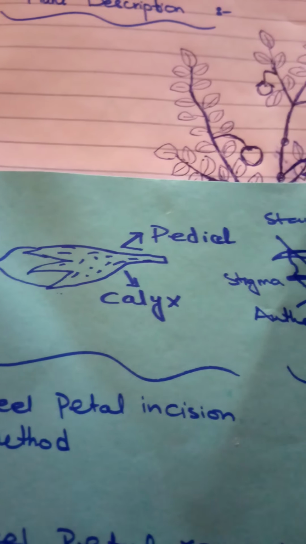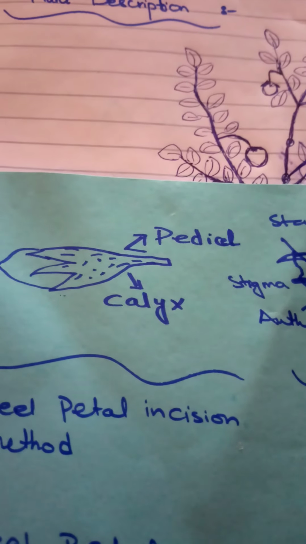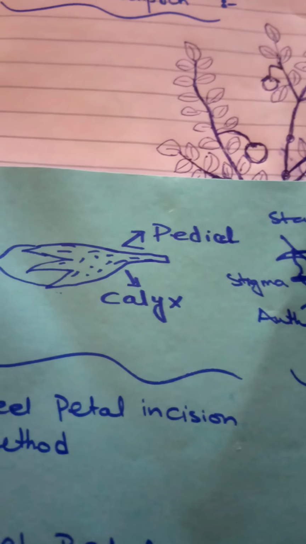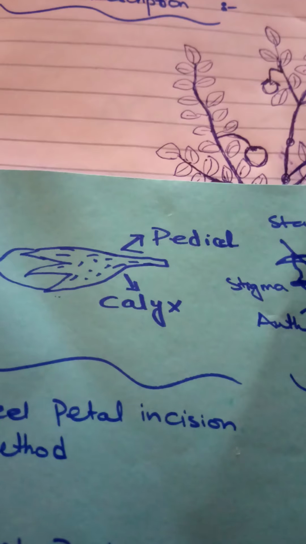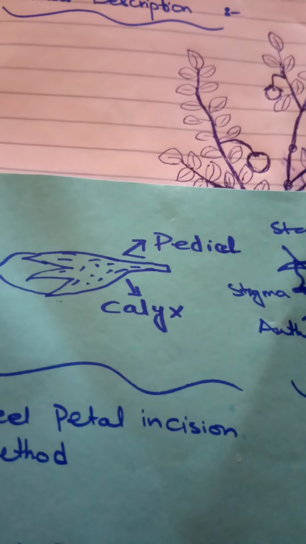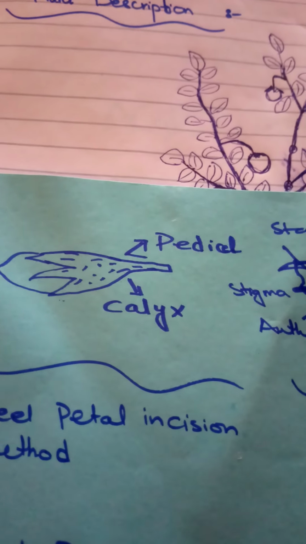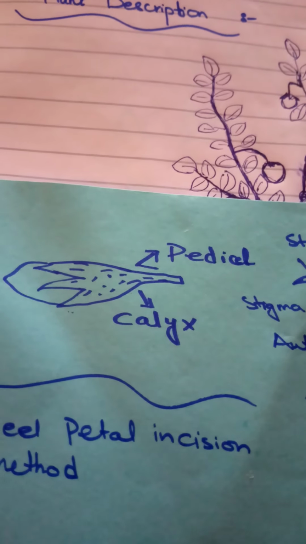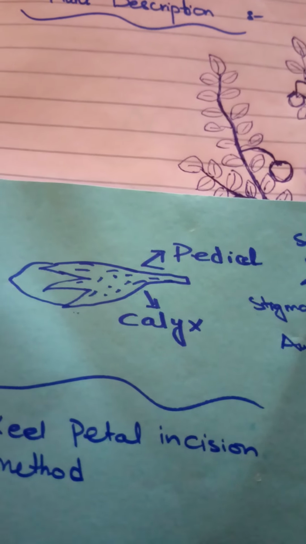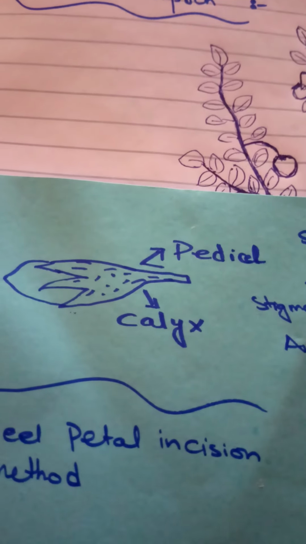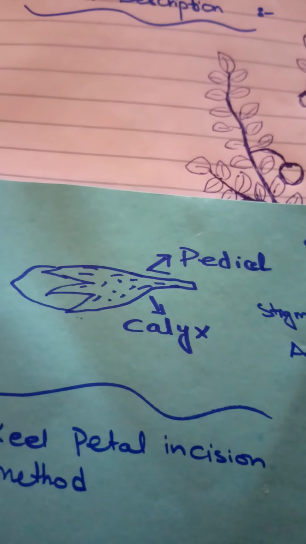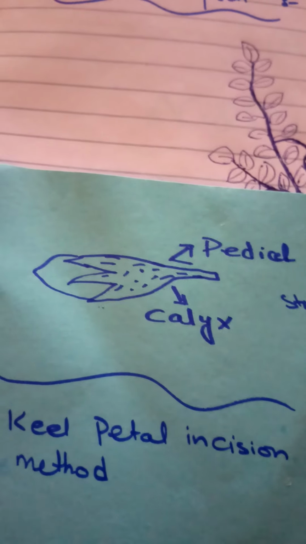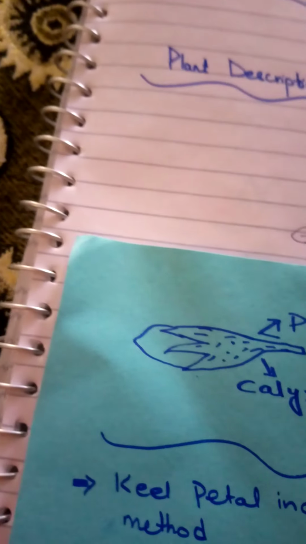Let's suppose you are taking a hooded bud which you have selected as a female part. What you will have to do is remove the anthers and just expose the stigma on which you have to insert the pollen. You will take another flower which is a half open flower as a male parent, and you will collect the pollen from that and attach it to the female part. So this is how you can do the keel petal incision method.